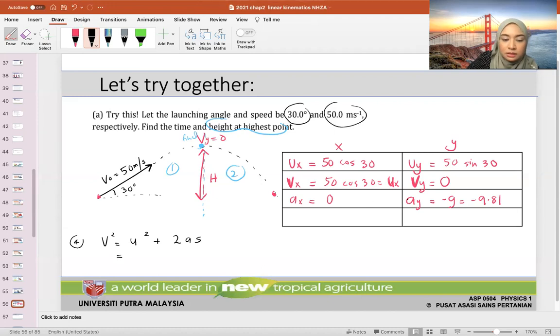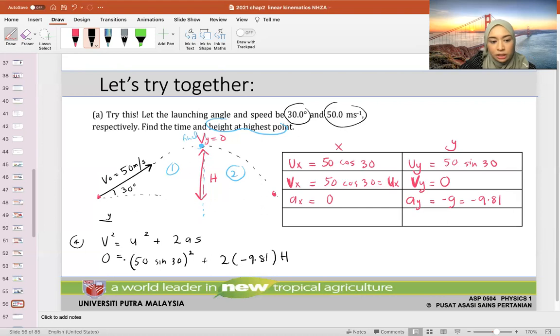So v in this case is 0. We are talking about Y, the Y component. v equals 0. Your u is 50 sine 30, whatever that value is. You need to square it. Don't just square the sine 30, square the whole thing. Plus 2 times minus 9.81. Your s is your H.